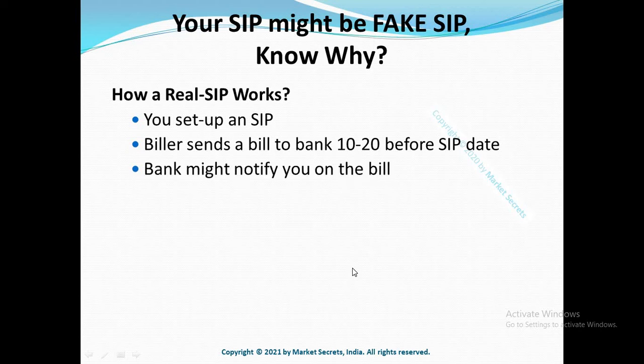Your bank might or might not notify you depending on the alerts you are supposed to get from the bank. This gets queued in the bank's internal bill processing systems and would be processed on the 5th of the month as that's your SIP date.